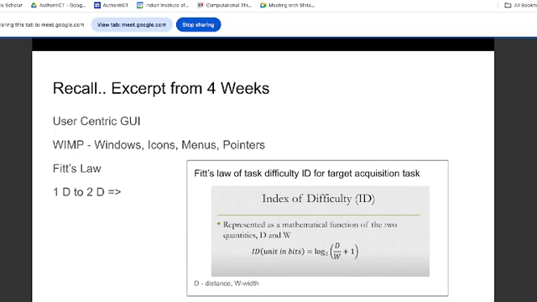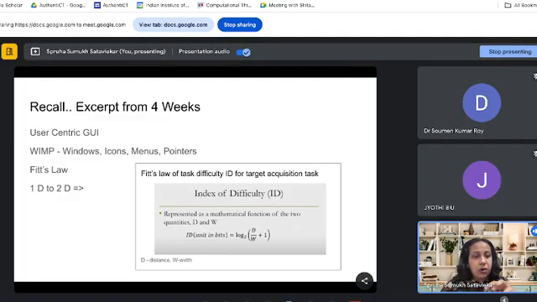So what it says is, if a target of width, say W, is placed at a distance of D from the person, or actually from the pointer, then the amount of difficulty associated with its acquisition or pointing towards it is given by this equation in terms of the log. Okay, so that's a derivation we have done last week. I will also add a link to it when I post this on the YouTube channel so that you can refer to the derivation.